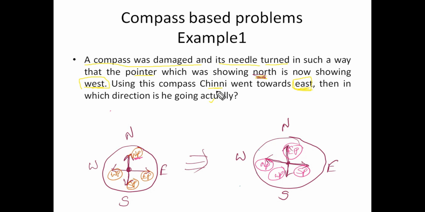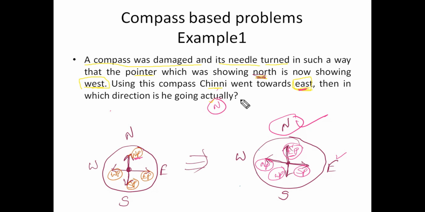So Chinni is moving towards east, observing, is it the outside east or the inside east? If you know the outside east, what is the purpose of this compass, right? So by observing inside the compass, he is moving towards east, but actually which direction is he moving? North. So the answer is north. This is the original concept of compass.